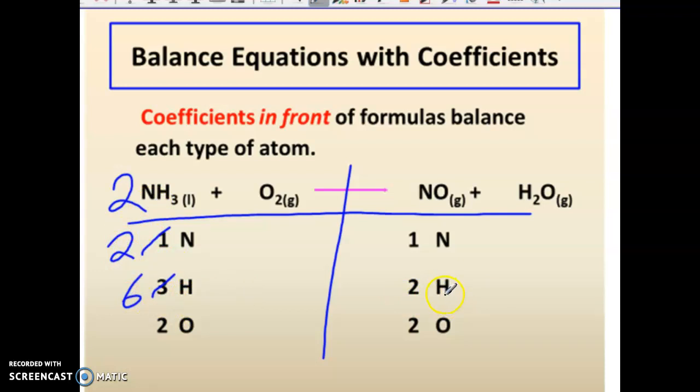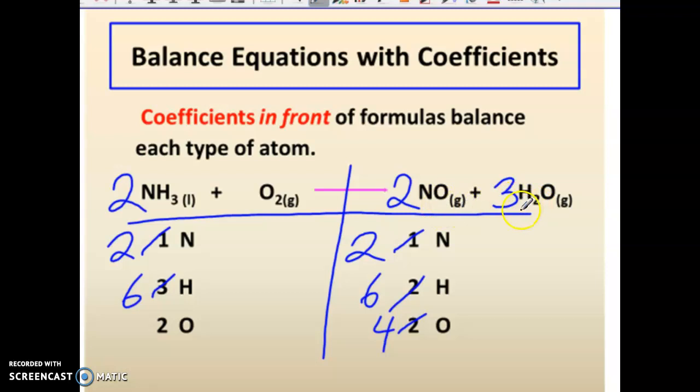So let's continue on. We'll focus on the hydrogens because that's kind of what we started working on. And here we need to make this 6, so we're going to put a 3 in front of our water. When we do that, that also changes up our oxygen count. So right now we have 1 plus 3, we have 4 oxygens. Okay, so hydrogen is okay right now, but let's look at our nitrogens. We have 2 versus 1. So that means we have to put a 2 in front of our NO to make our nitrogen number 2. But our oxygens also change.